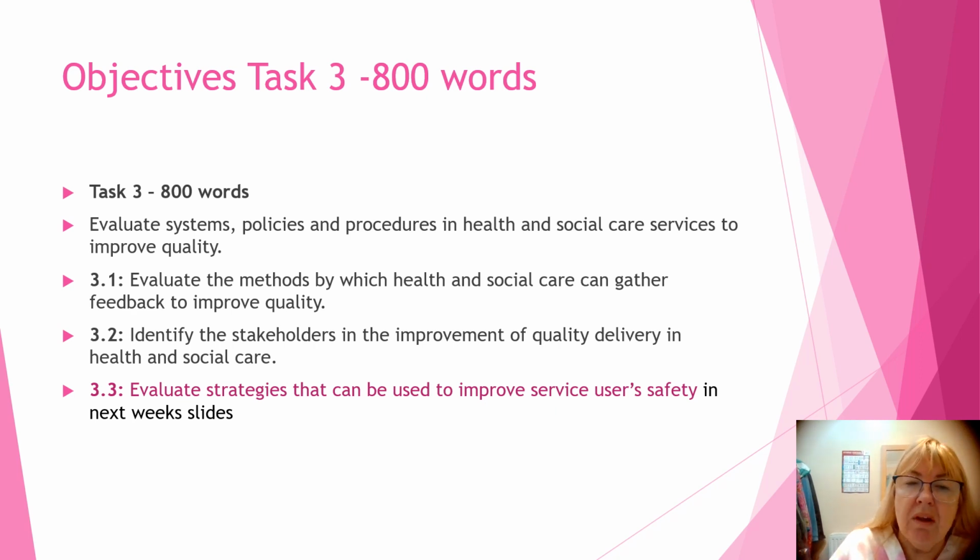So 3.1 asks you to evaluate the methods by which health and social care can gather feedback to improve quality. So you're just going to evaluate it, okay? So maybe some strengths and weaknesses, remember. And 3.2 just asks you to identify the stakeholders in the improvement of quality delivery in health and social care. So you don't really need to say that much. You just need to say who the stakeholders are. And I've got a little chart for you that you could maybe discuss.